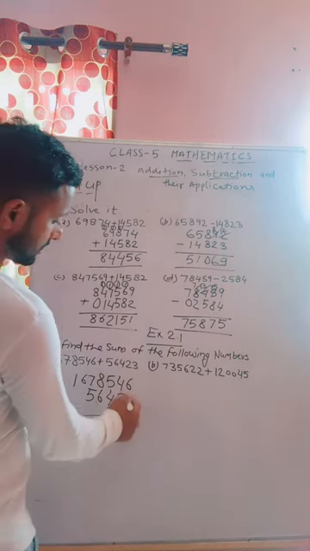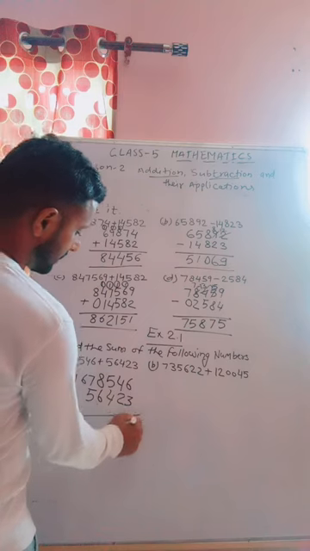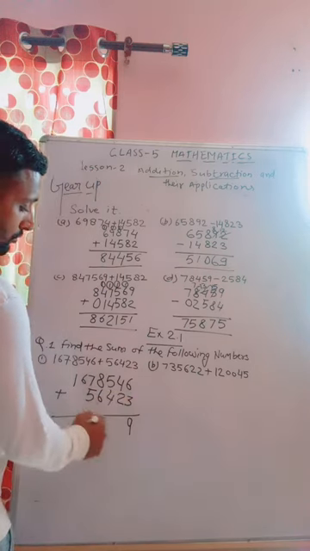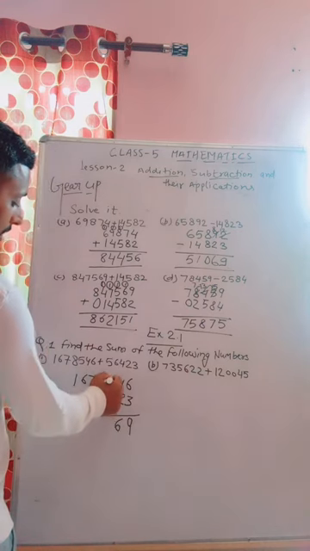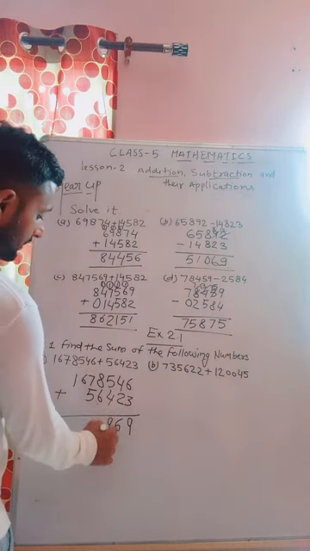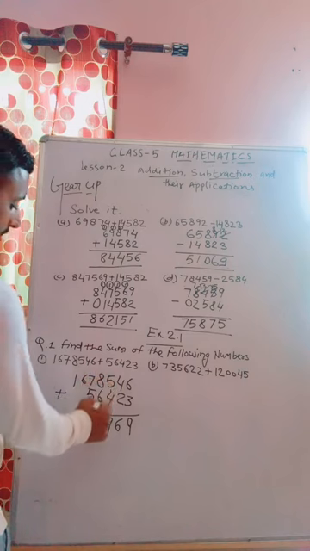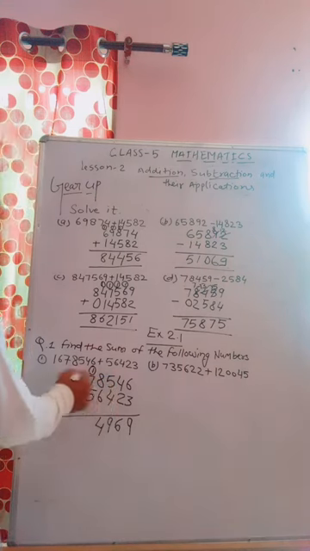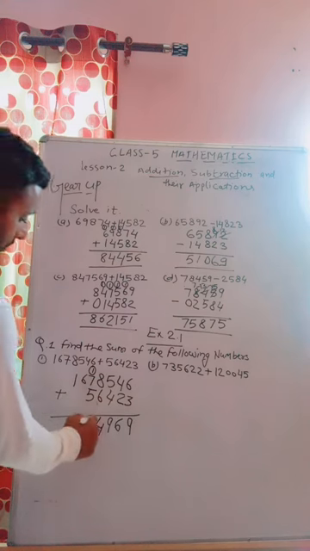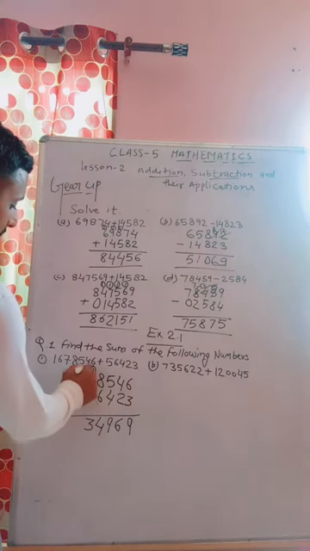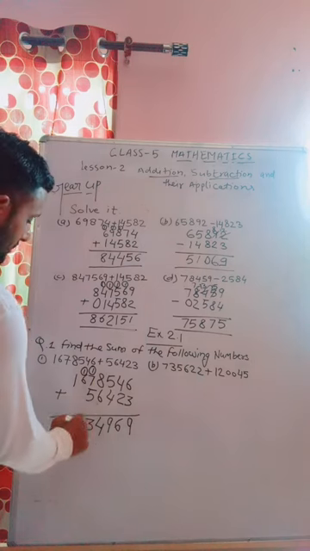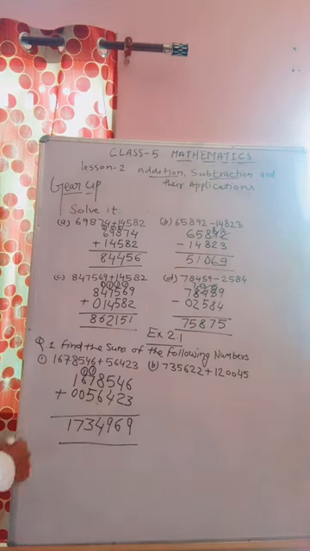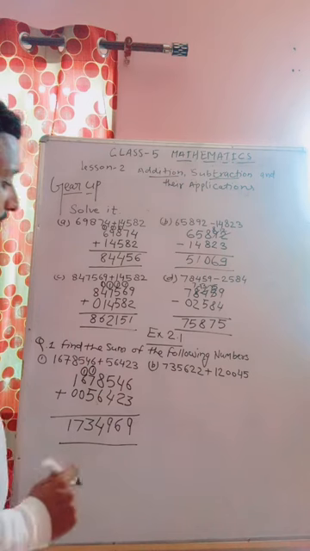6 and 3 is 9, and 4 and 2 is 6 here, and 5 and 4 is 9, and 8 and 6 is 14. Okay, write 4 here, carry 1. 1 and 7 is 8, 8 and 5 is 13, write 3, carry 1. 1 and 6 is 7, and 1. No number is given, so you write 0 here. Okay, 0 value is no value.